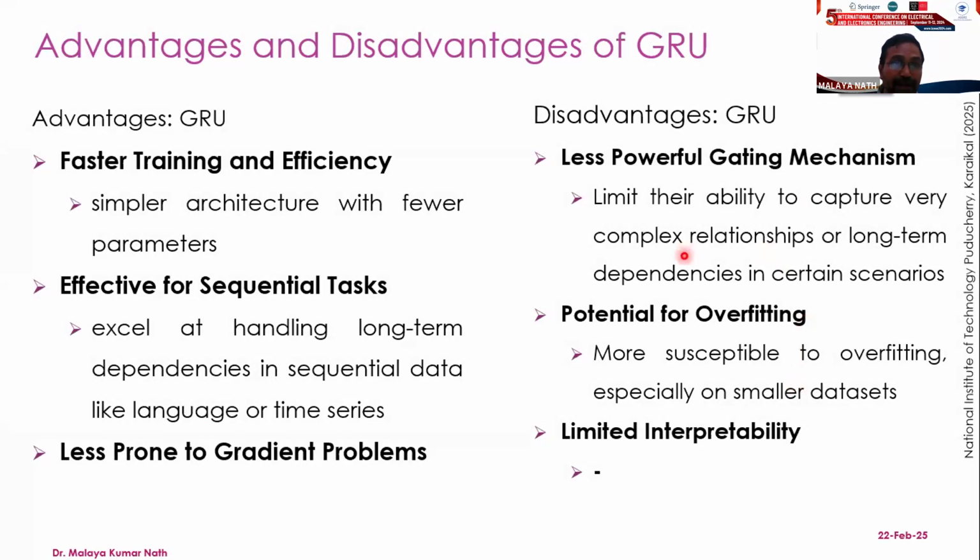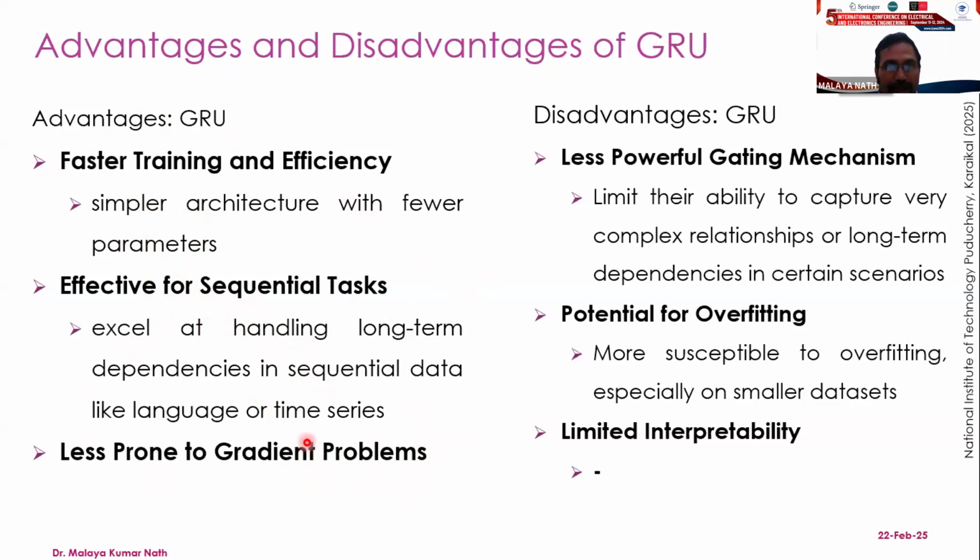Already we have discussed that the gated recurrent unit has fewer gates, which makes the network faster. That means it has faster training as well as efficiency, and it has a simpler architecture consisting of fewer parameters compared to the LSTM network. It is very effective in sequential tasks. What is a sequential task? Whenever we are looking into time series data or speech data, ECG or EMG data, this network is effective at handling long-term dependencies in sequential data like language and time series, and it is less prone to gradient problems. That means it has fewer problems with respect to the gradient.